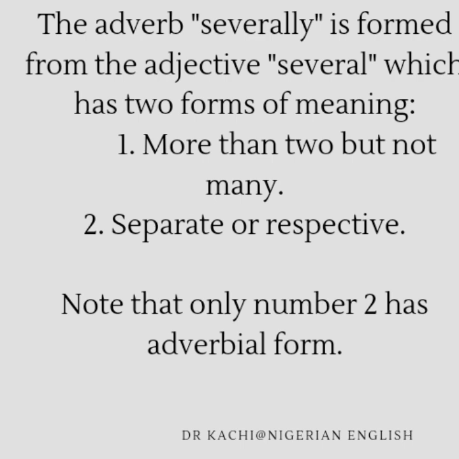The first meaning, according to Oxford Dictionary, talks about more than two, but not many. And this is where I think several times can come in. Several also means separate or respective. That is the second meaning. And it may interest you to know that this is the only one that has adverbial form. So the several, which has to do with a number of times, doesn't have adverbial form.